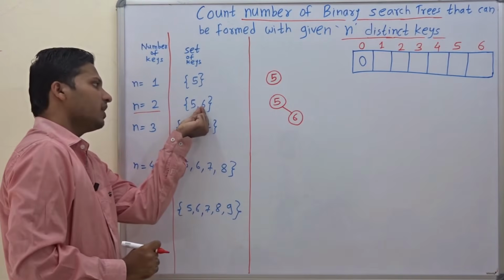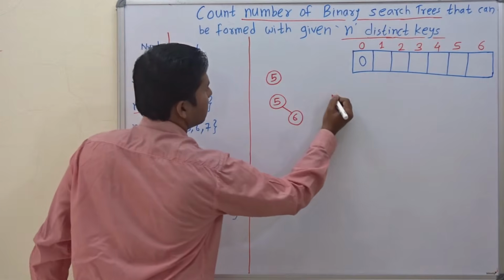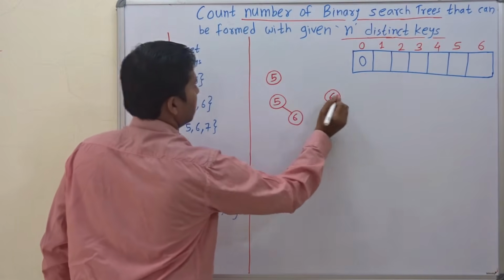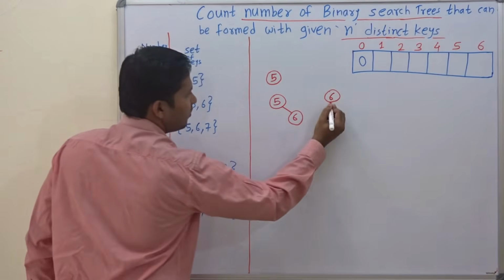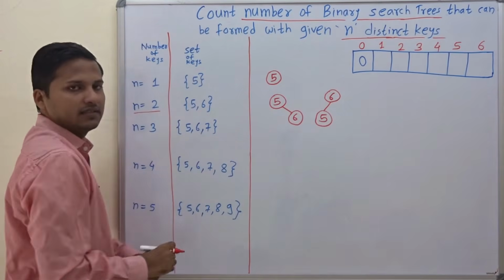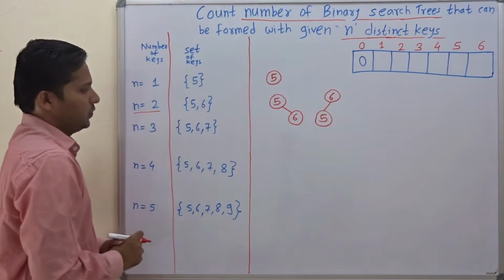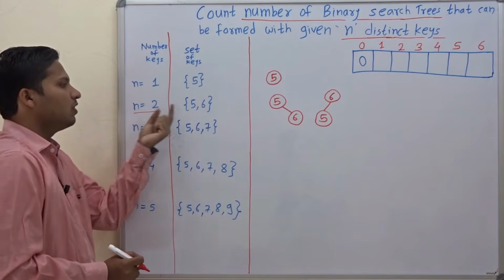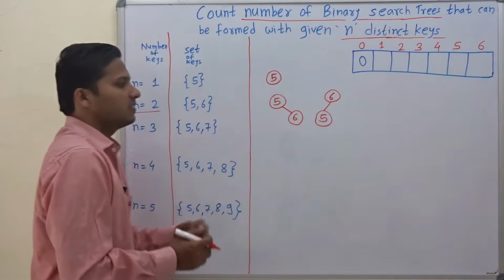If we now make 6 as the key, then 5 will be on its left side because 5 is less than 6. Okay. Now we can say that for n equal to 2 there are two binary search trees.